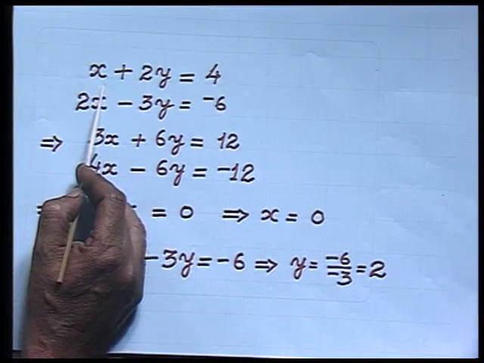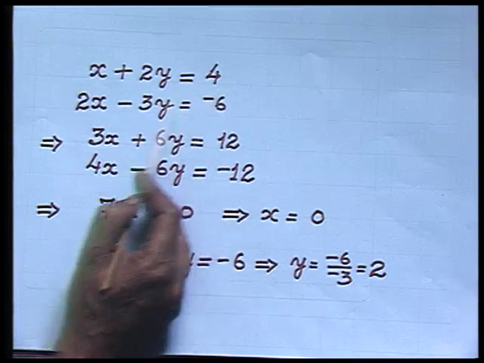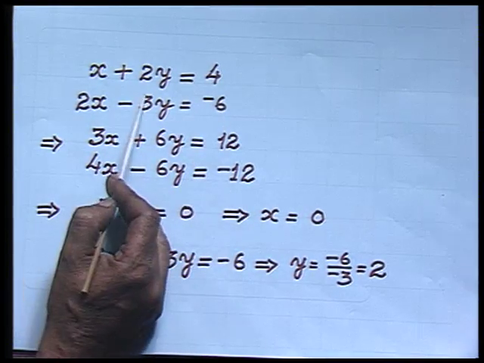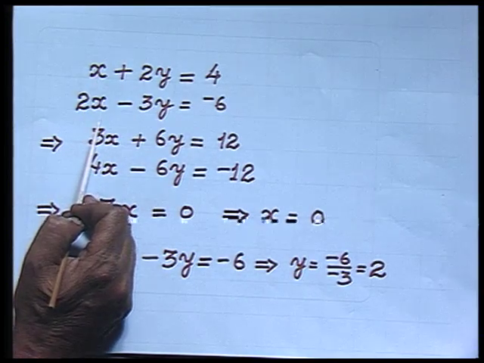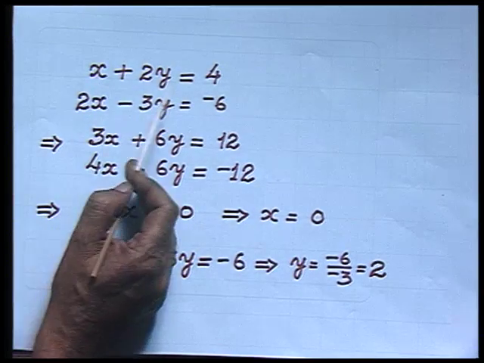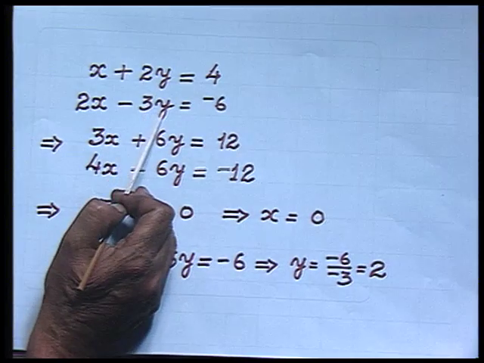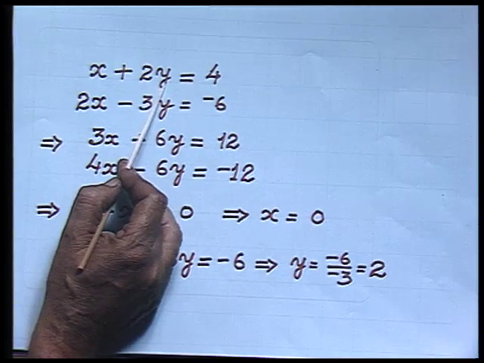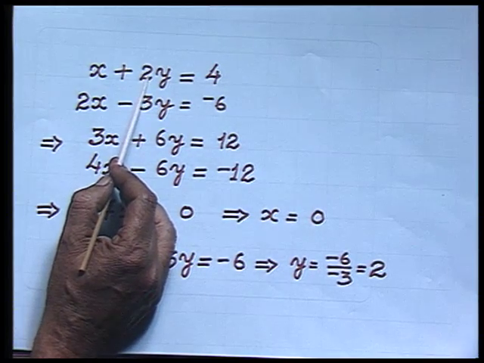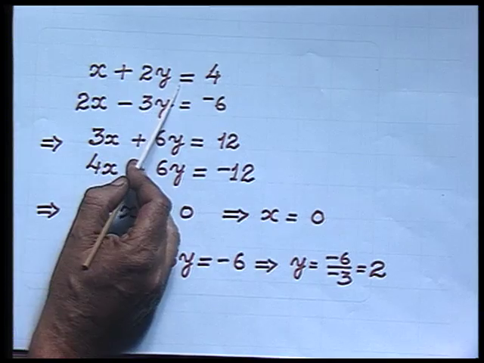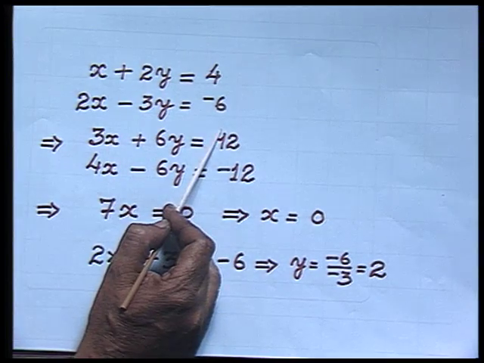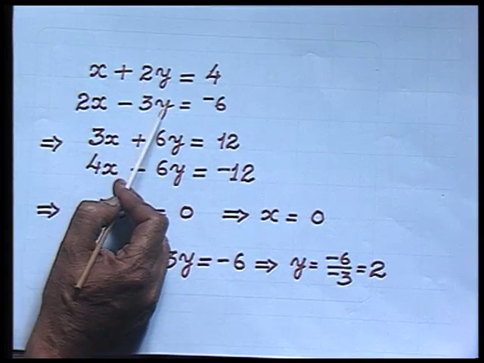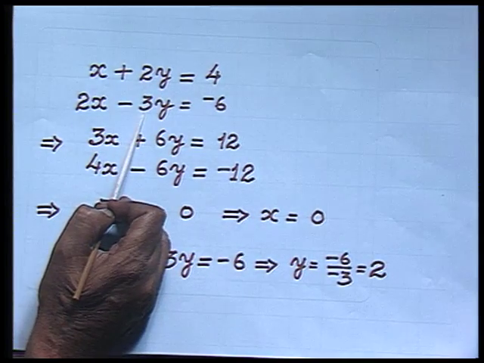Here the equations are x plus 2y equals 4 and 2x minus 3y equals minus 6. Now, supposing once again I want to get the value of x. In an attempt to get the value of x, I will have to get rid of y, that is right. And how do we do that? To get rid of y, I will have to make the coefficients of y in both the equations, that is the first equation and the second equation, same. Now here the coefficient of y in the first equation is 2 and in the second equation is minus 3.